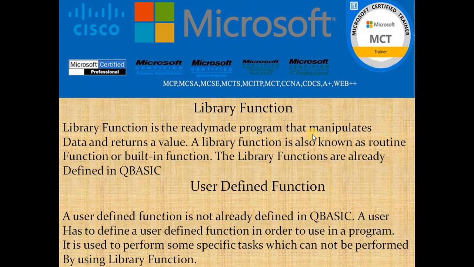Whereas if you want to find the simple interest, there is no such function to find it out. You simply write SI and it's going to print the simple interest. In that case, QBASIC provides you with the platform where users can also define their own function. So a user has to define a user-defined function in order to use it in a program. That means apart from the functions provided with QBASIC, users can also define their own function.